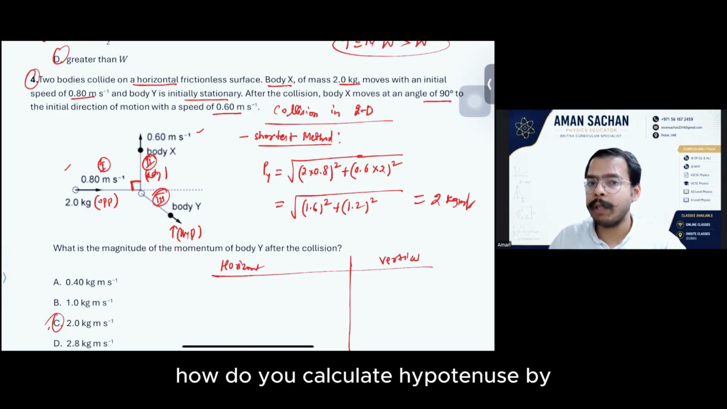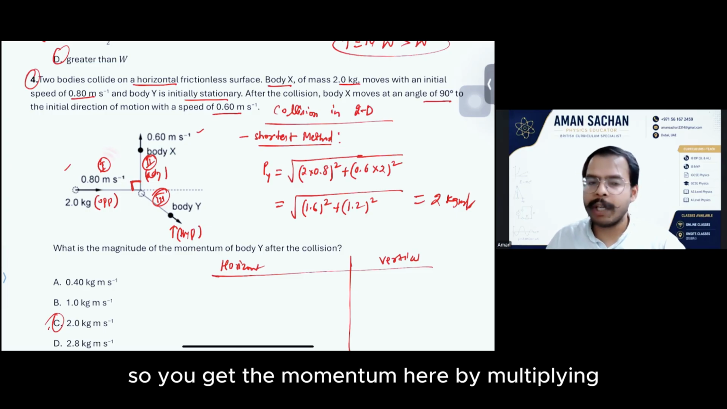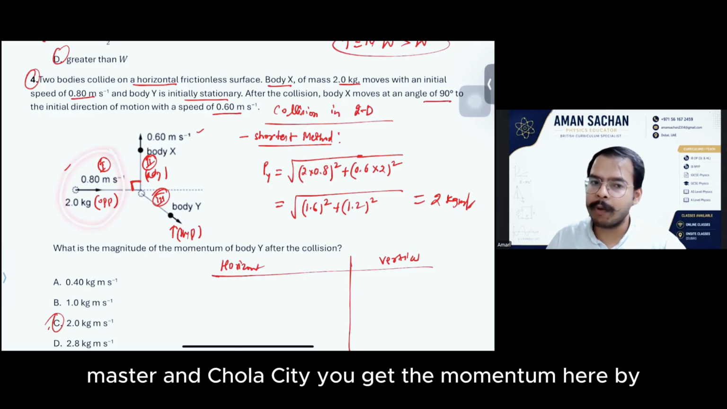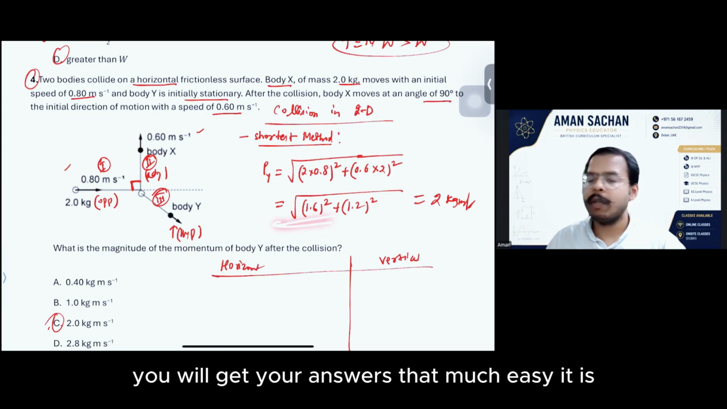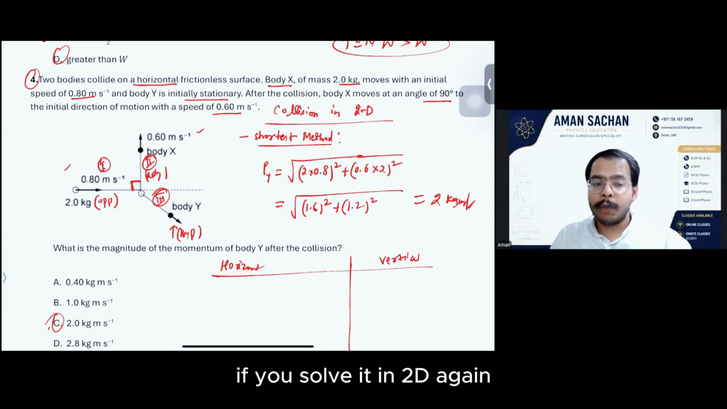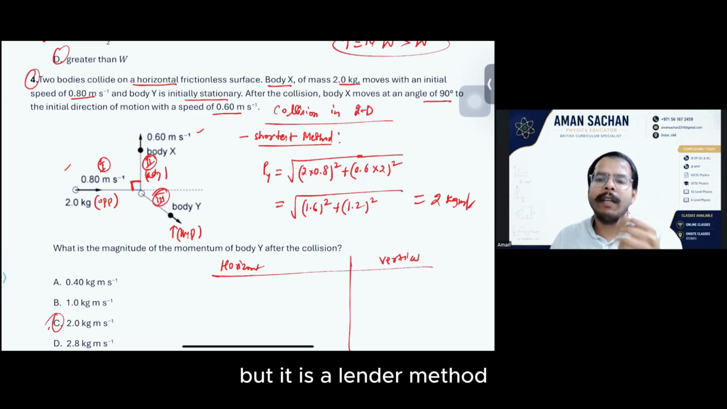How do you calculate the hypotenuse? Pythagoras, correct. So you get the momentum here by multiplying mass times velocity, and then you just take the square root of it, solve it with your calculator, and you will get your answer. That much easy it is. If you solve it in 2D, again you will get the right answer, but it is a lengthier method.